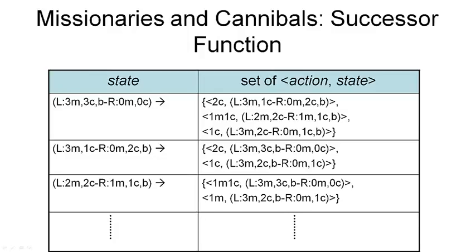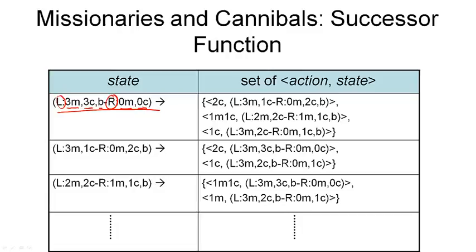So what this table does is simply enumerate all the mappings of states to sets of action-state pairs. What we have on the left-hand side is a state. So this is the initial state as defined in the problem. And I'll decipher this for you quickly. This has two components. It says what's on the left-hand side and what's on the right-hand side. On the left-hand side, we have the 3 missionaries, we have the 3 cannibals, and the boat. And on the right-hand side, we have no missionaries and no cannibals initially. So that is the initial state. We describe everything that's on each side of the river.